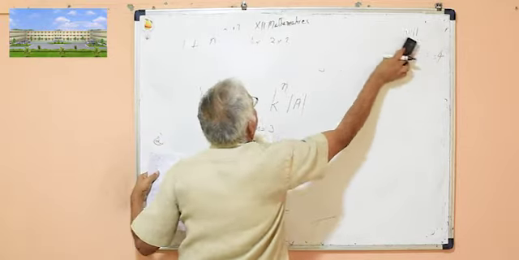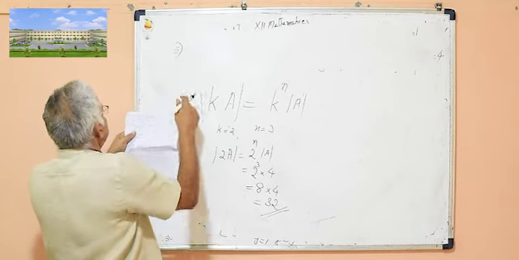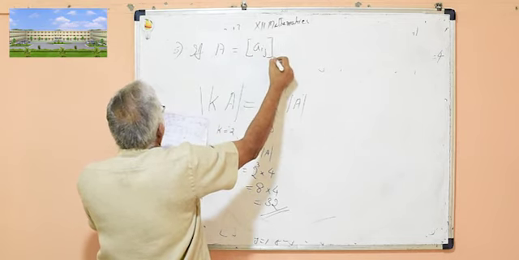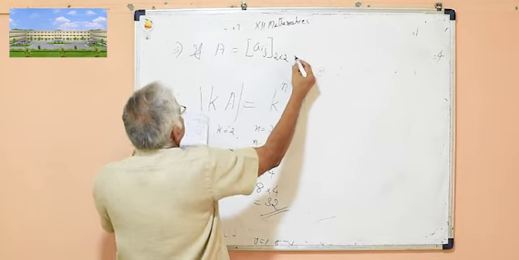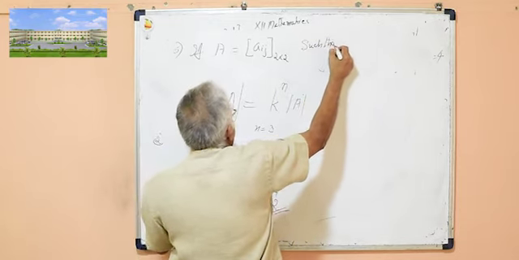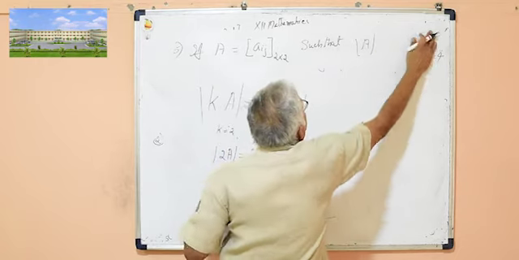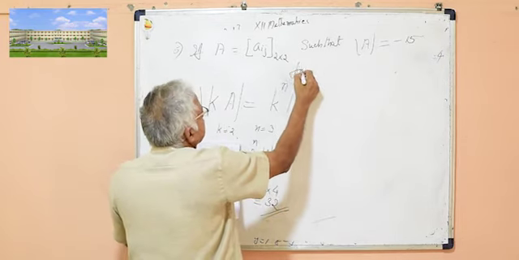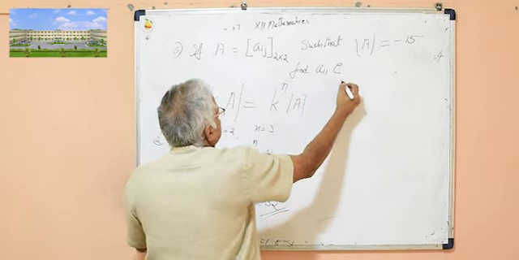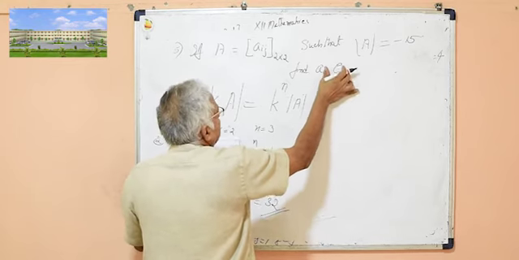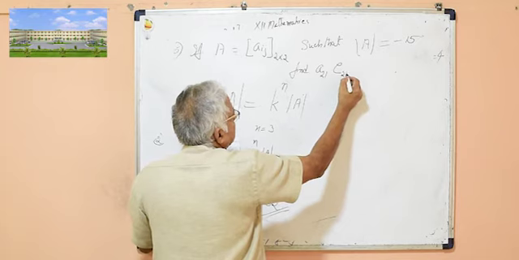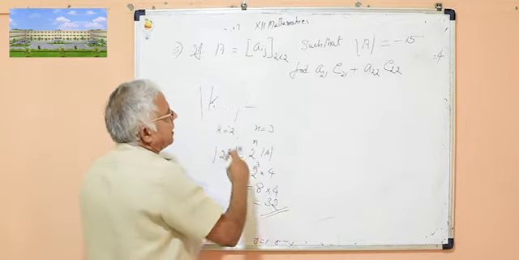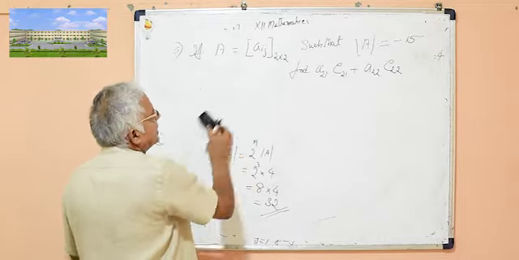Again, question number 5. If A is equal to the matrix Aij, a square matrix of order 2 by 2, such that determinant of A is equal to minus 15, find A11 into cofactor A11, plus A21 into cofactor A21, plus A22 into cofactor A22. Here we use this. This is the value of the expansion.